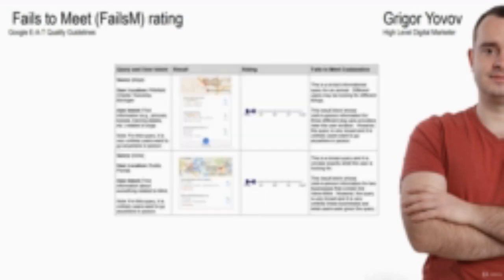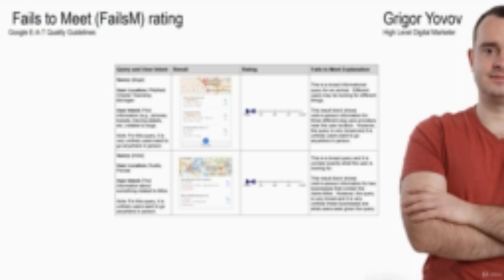Hello, in this lesson we'll talk about the fails to meet rating. It's a rating that should be assigned to results that are helpful and satisfying for no or very few users. Fails to meet results are unrelated to the query, factually inaccurate, and/or almost all users would want to see additional results. Fails to meet should be used for the following types: lowest quality results.